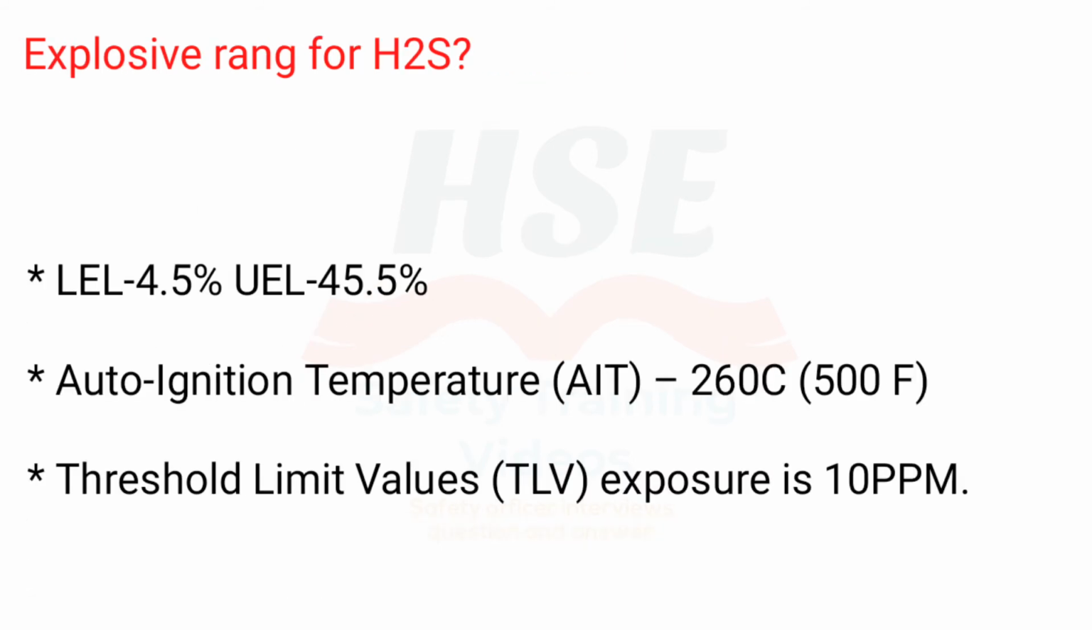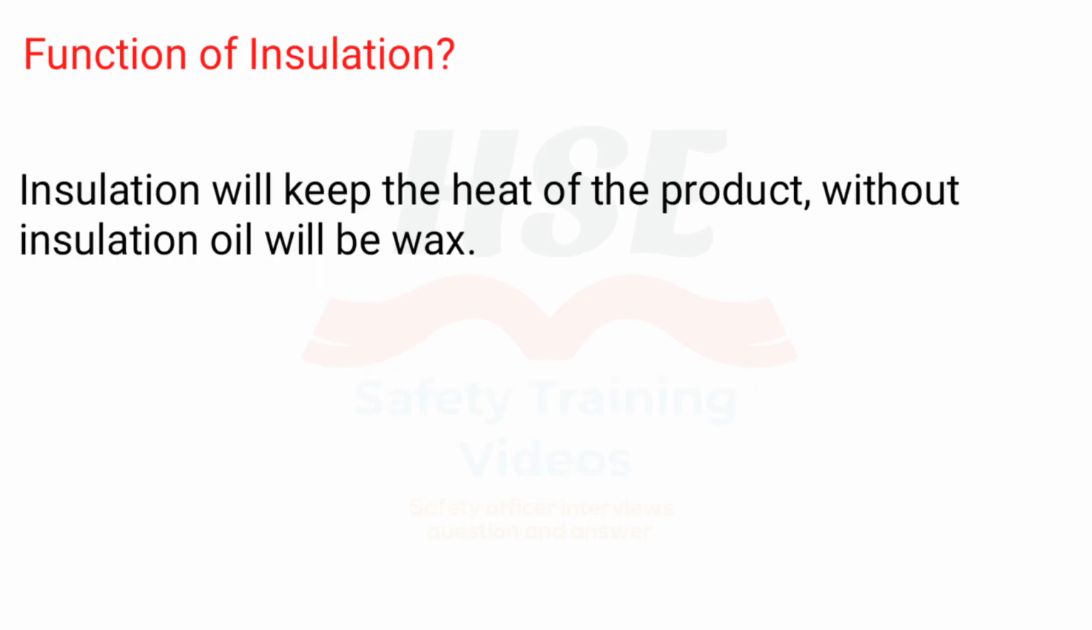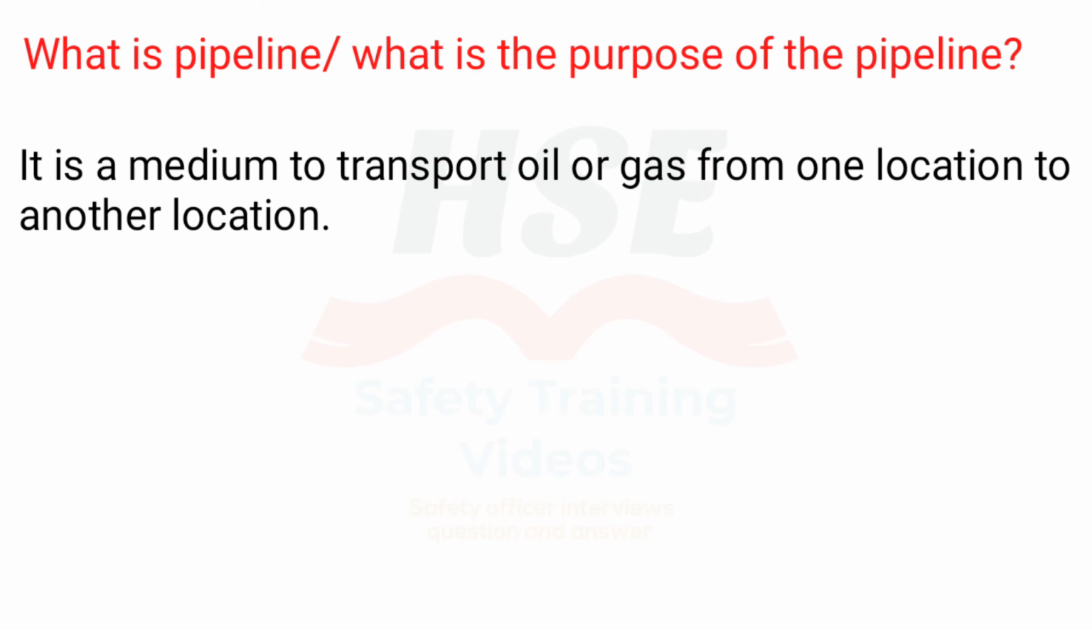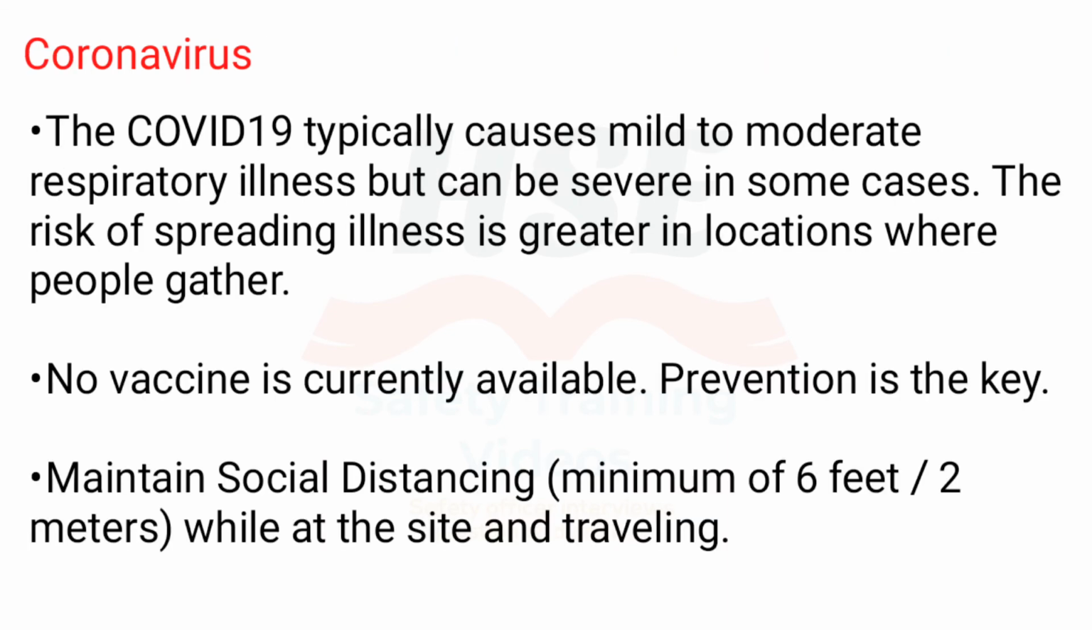Explosive range for H2S. LEL 4.5%, UEL 45.5%. Auto ignition temperature, AIT, 260 C, 500 F. Threshold limit value, TLV, exposure is 10 ppm. Function of insulation. Insulation will keep the heat of the product; without insulation oil will turn to wax. What is the purpose of the pipeline? It is a medium to transport oil or gas from one location to another location.